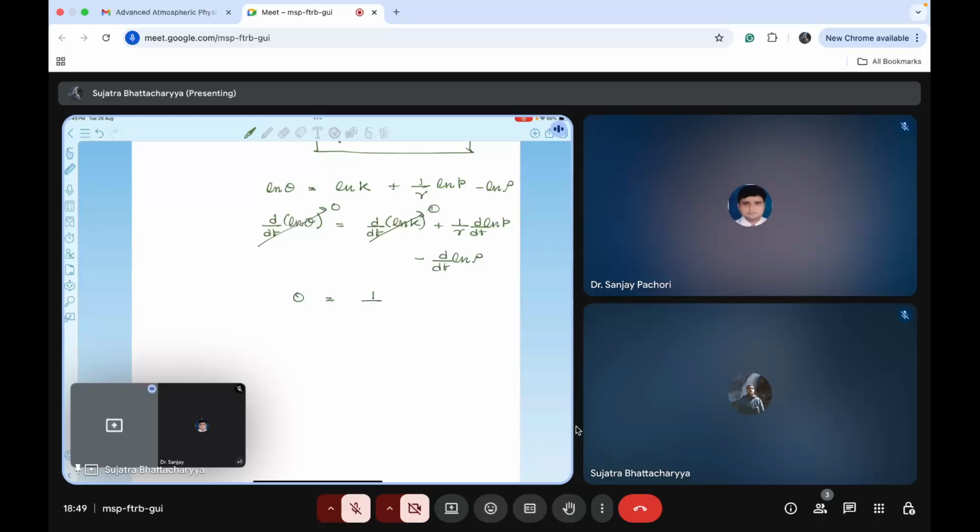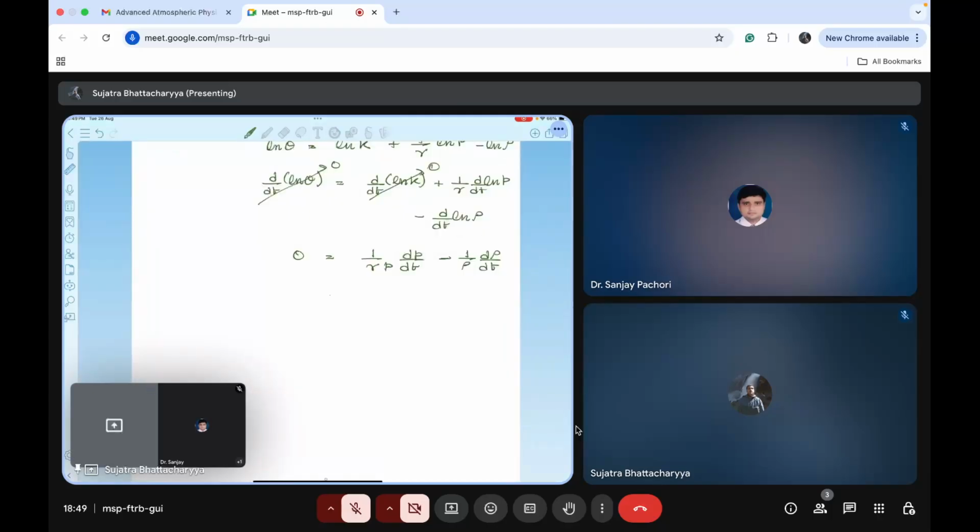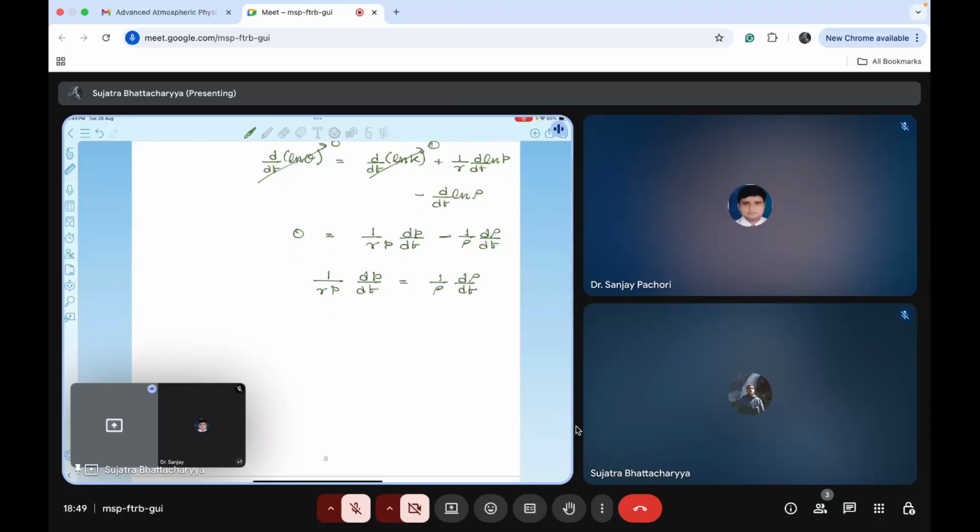So what I get is 1 by gamma. Can I write this as dp/dt minus, can I write this as d rho/dt? Perfect. We can do that. And by just writing it on the other side, we can write this: 1 by gamma p dp/dt is equal to 1 by rho d rho/dt.